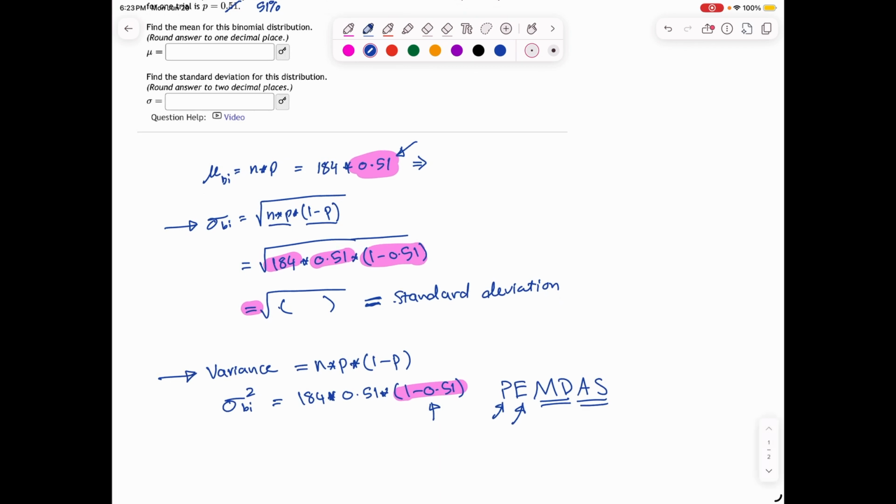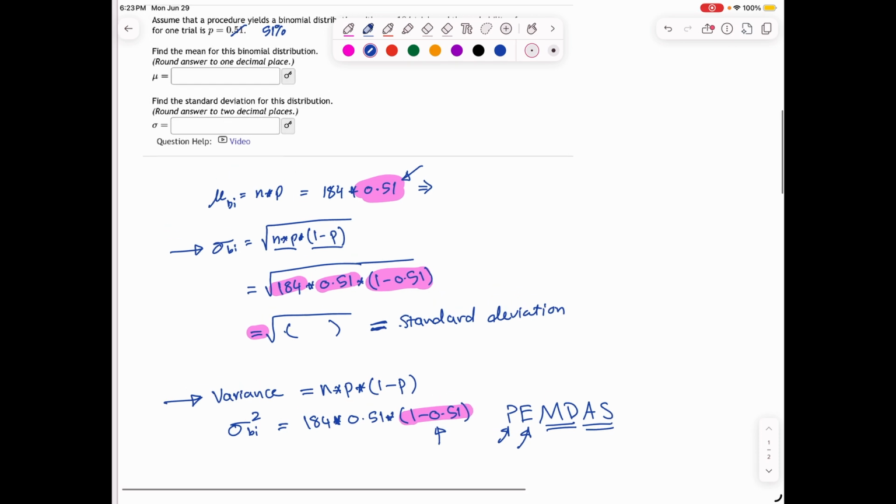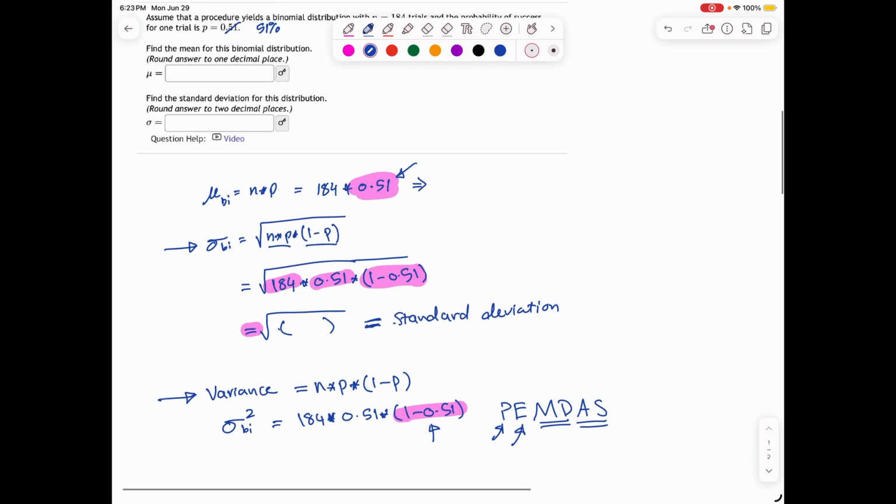And then you can find the variance first, and then you can take the square root of the variance to get the standard deviation. So that's all there is to finding the mean and the standard deviation for the binomial distribution. You just need to memorize two formulas. The first formula is the mean equals n times p, which is the number of trials times the probability of success. And then the standard deviation is the square root of n times p times 1 minus p. That is the square root of the mean times the probability of failure.